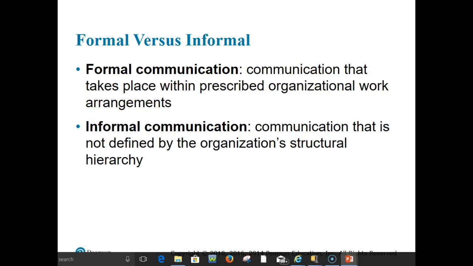Employees form friendships and communicate with each other. So the informal communication system fulfills two purposes in the organization. First, it permits employees to satisfy their need for social interaction. And second, it can improve an organization's performance by creating an alternative and frequently faster and more efficient channel of communication.